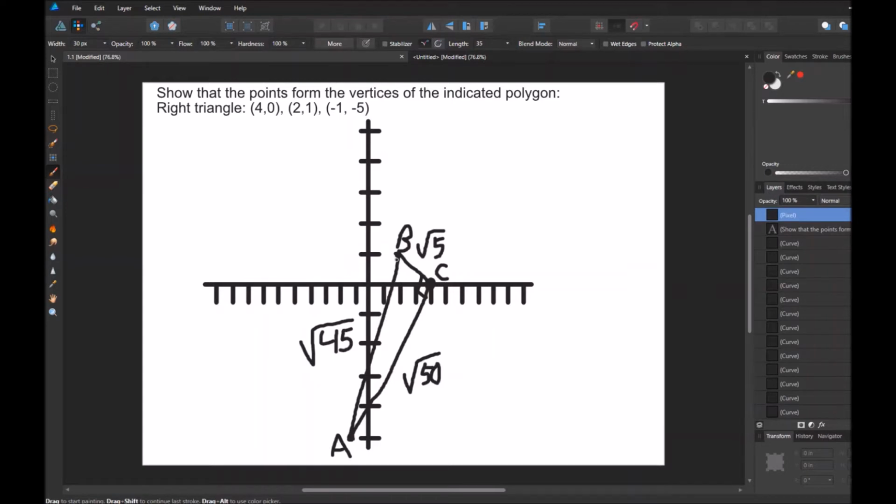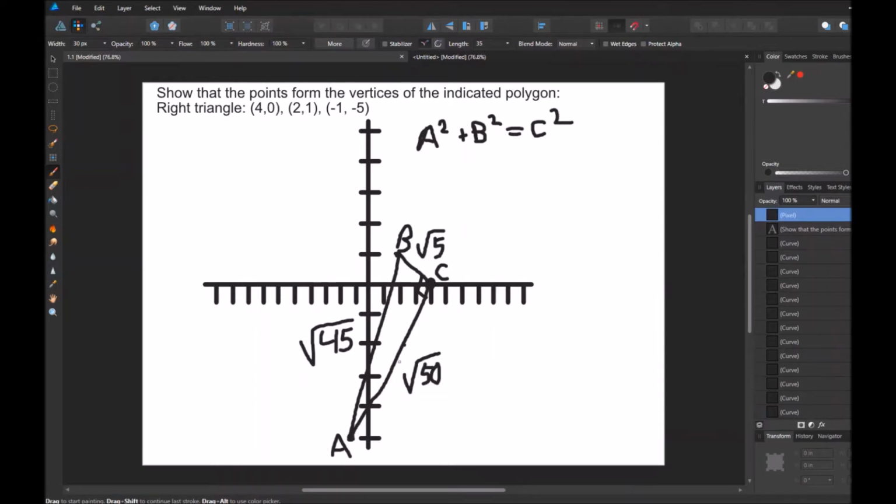So now that we have these distances, we need to prove that it's a right triangle. So to do that, we have to prove the Pythagorean Theorem, which says a squared plus b squared equals c squared. And a, b, and c in the Pythagorean theorem refer to the side lengths of the triangle, not the points right here. So c squared is the longest length of the triangle, it's the hypotenuse.